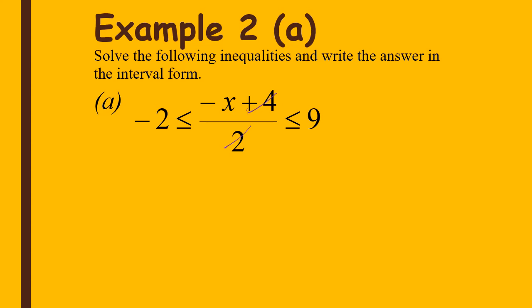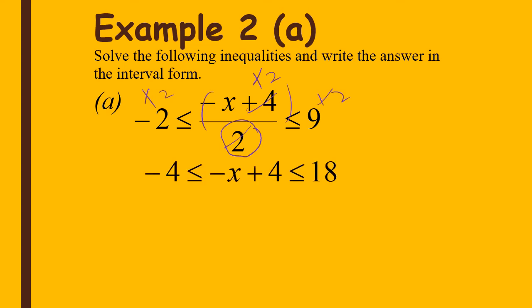Okay, so what we should do, first of all, is solve for the denominator. So how do we eliminate this? We have to multiply by 2 on each side. So multiply by 2, multiply by 2. So what we will have on the left side should be negative 4. On the right side will be 18. So there is no 2 here anymore, the denominator is gone. So we have negative 4 less than or equal to negative x plus 4 less than or equal to 18.